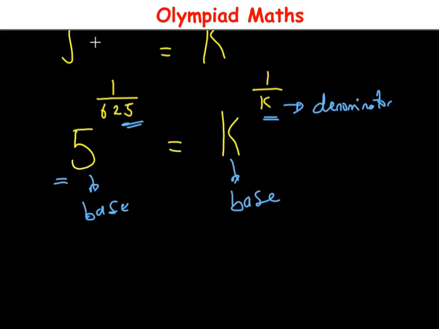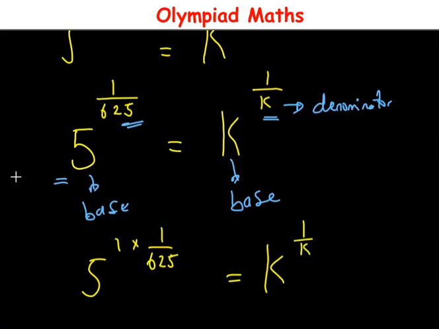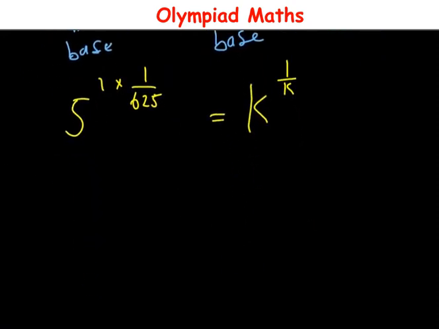What we are going to do first, we're going to factorize out power 1 from this power. This becomes 5 raised to power 1 times 1 over 625 is equal to k raised to power 1 over k. Now, with this, we are then going to apply the concept of equivalent fraction. You see, 1 can be written as 5 over 5. If you divide this, you will get 1. It can be written as 4 over 4, as 3 over 3, and so on. It will still give you 1.